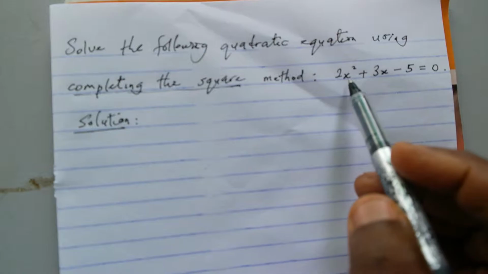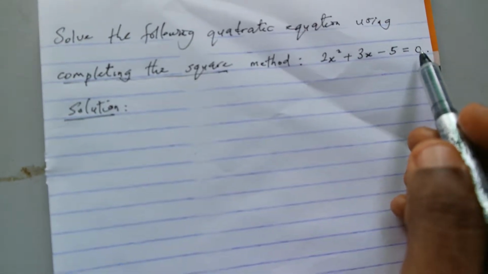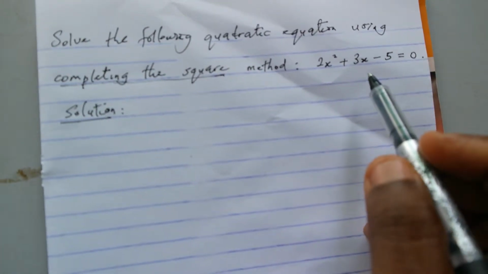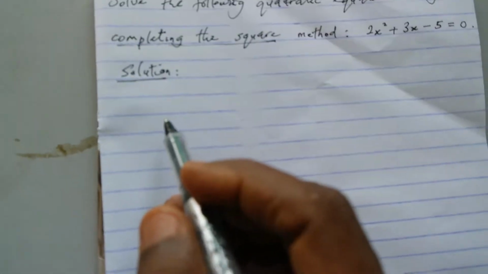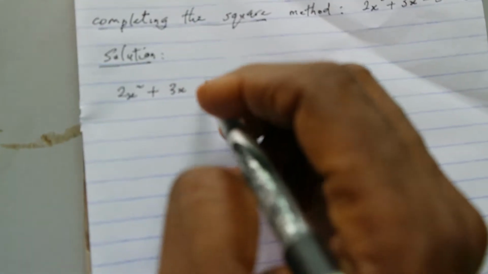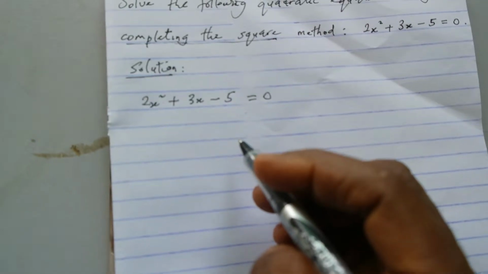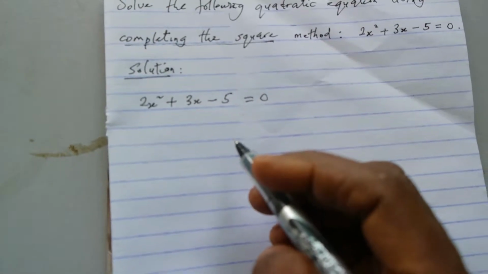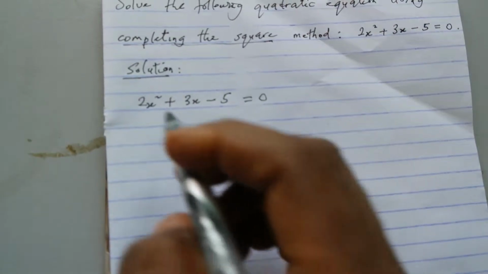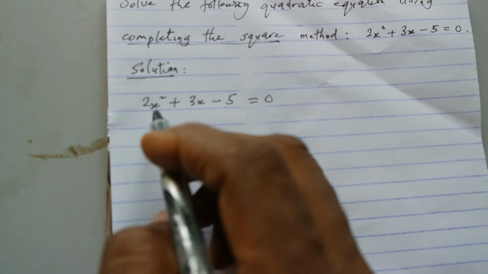The equation is 2x squared plus 3x minus 5 is equal to 0. How do we solve this quadratic equation using completing the square method? So we have 2x squared plus 3x minus 5 is equal to 0. To solve a quadratic equation using completing the square method, we complete the square for just two terms, the two terms that have the variable.